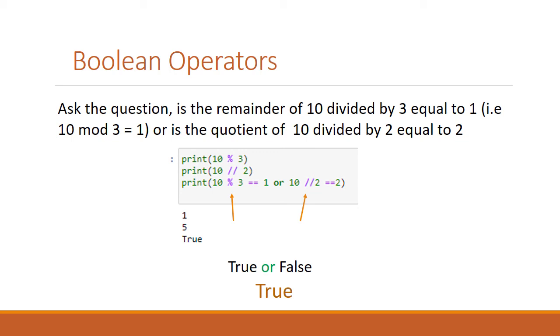And so when we evaluate true or false, we know that with the OR operator, either operand needs to be true in order for the entire expression to be true. So we have true or false, which is true.